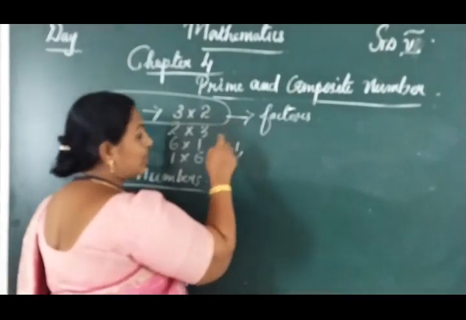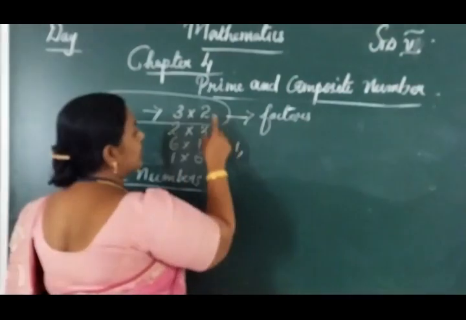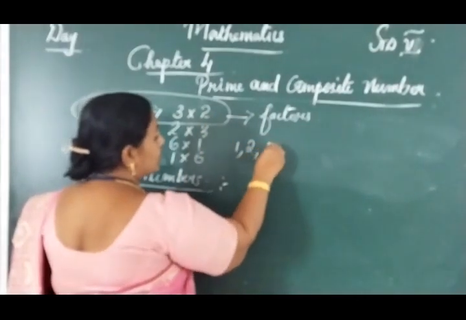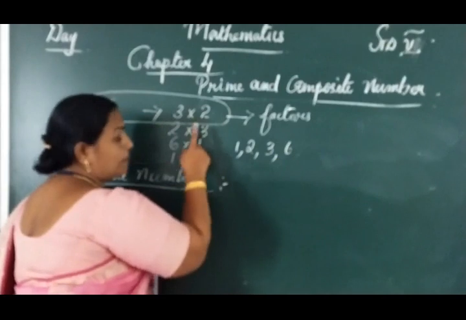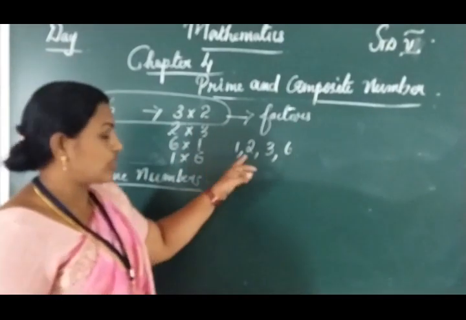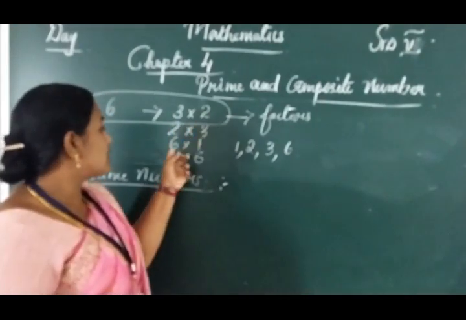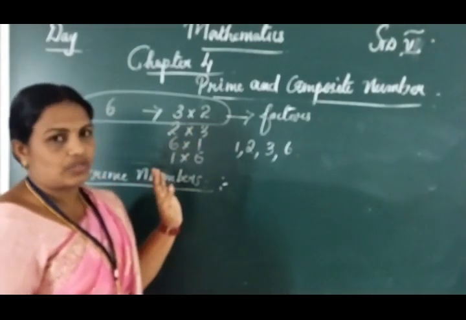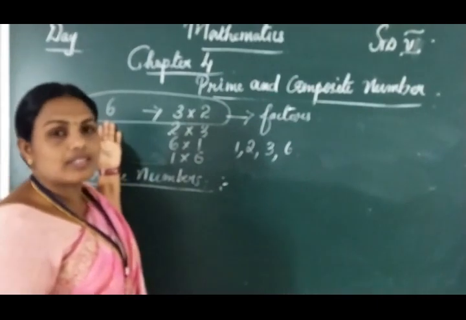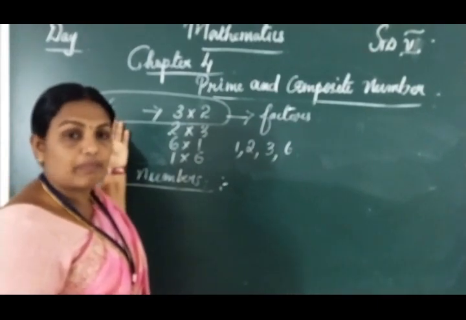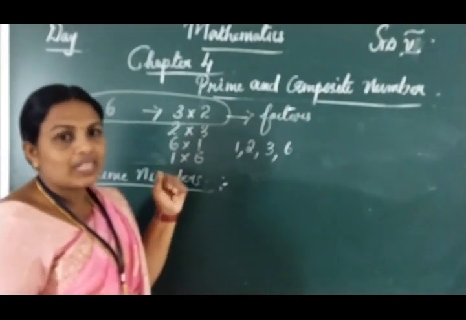So the factors are 1, 2, 3, 6. These are the factors of 6, where 6 is the product.